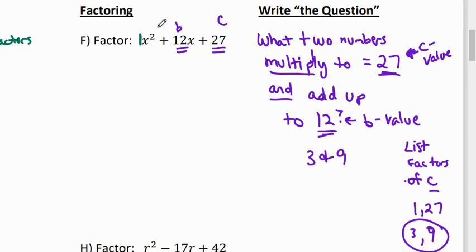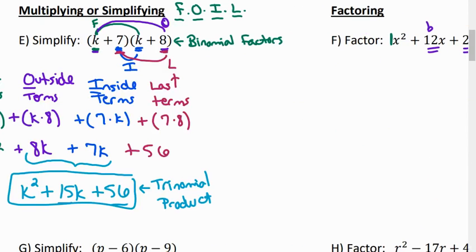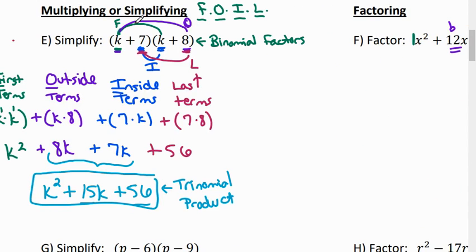All right, so going back to the previous example, this trinomial, if we factored it, would factor into k plus 7 and k plus 8. The k that we had in the beginning comes from k multiplied together to equal that k squared. And then the 56 came from multiplying the 7 and the 8 together.